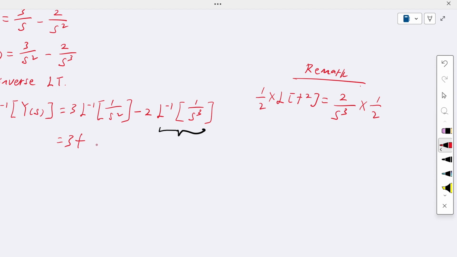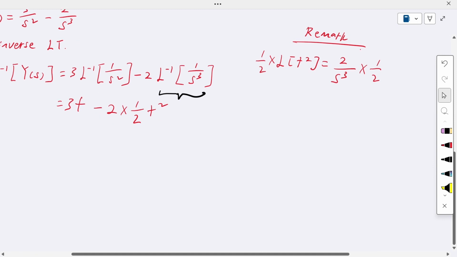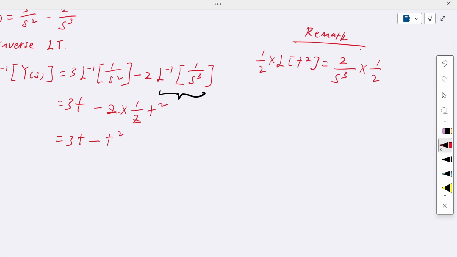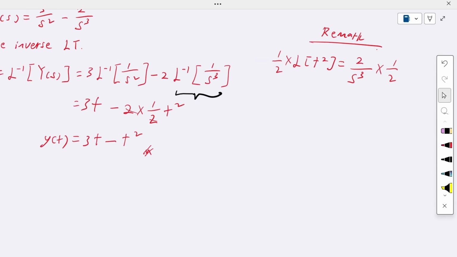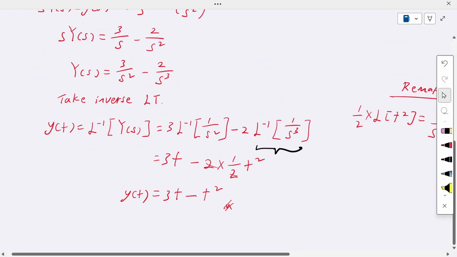So now we have minus 2, which will be substituted with times 1 over 2 t squared. In this case, we have 3t, and the 2 can be cancelled, giving minus t squared. So that is our solution y(t). This is our solution.